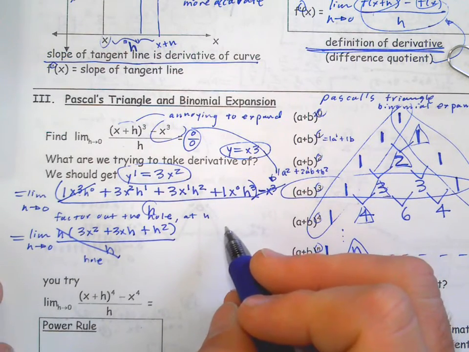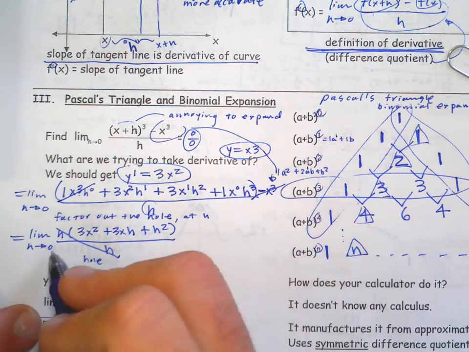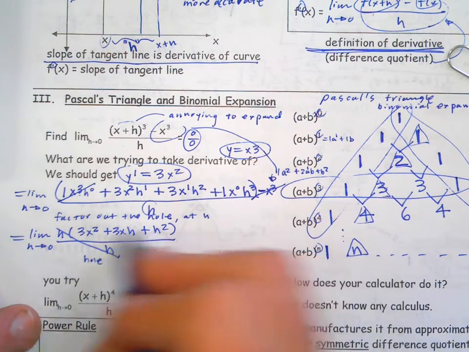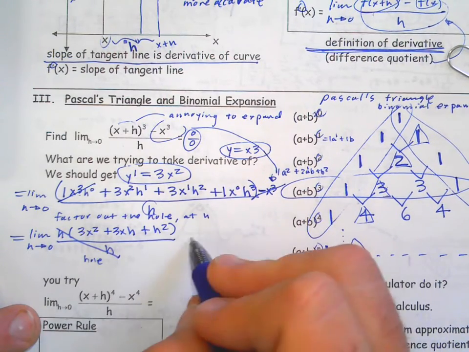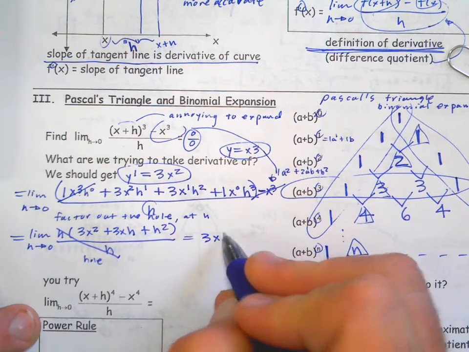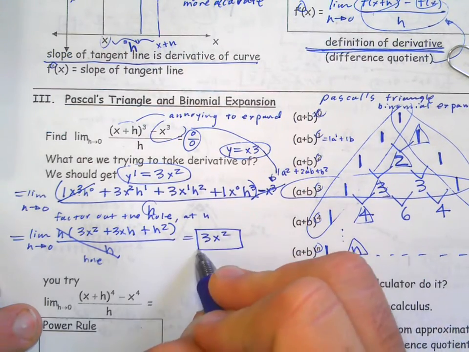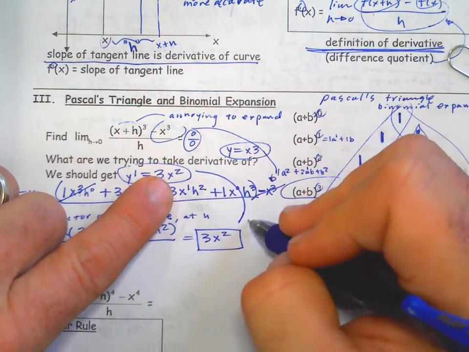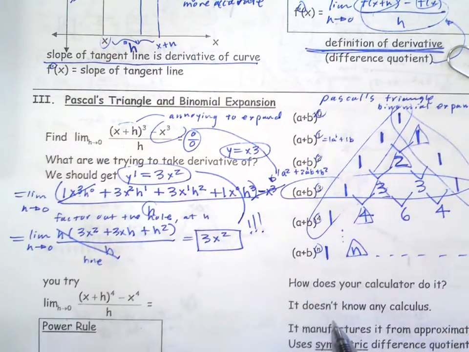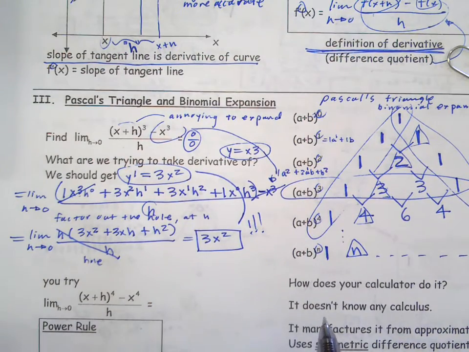And then we could reevaluate and plug h equals 0 into here, and those terms go away, and we have a 3x squared left, which is the answer. It totally worked, okay?